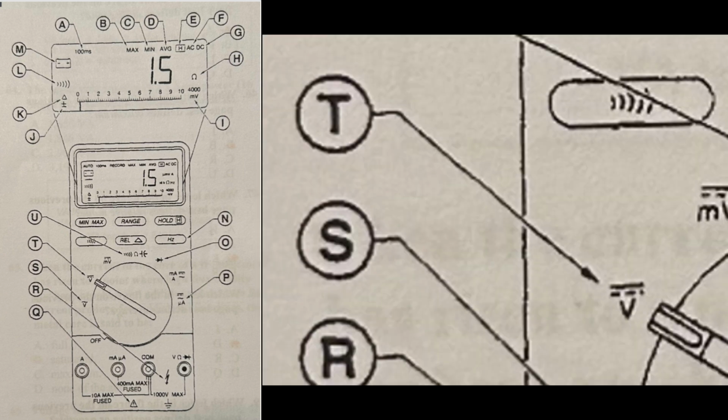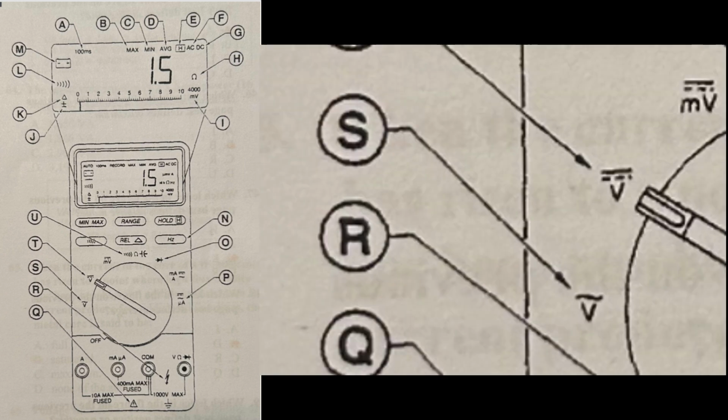Which letter for DC voltage setting? T for DC voltage. Which letter for AC voltage settings? S for AC voltage. Which letter for millisecond?